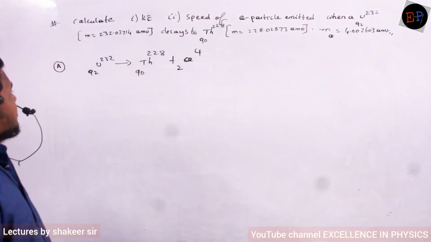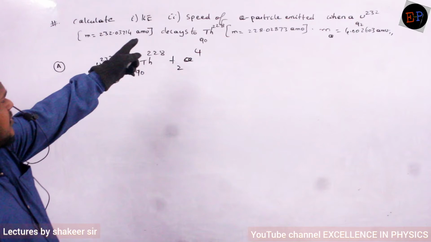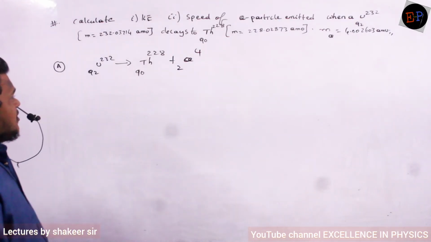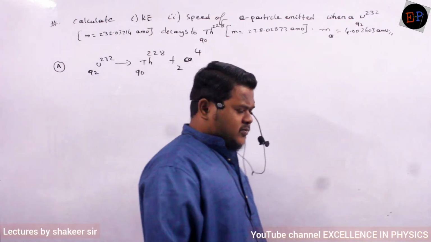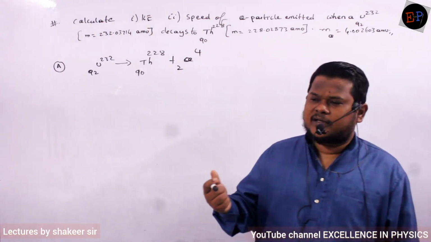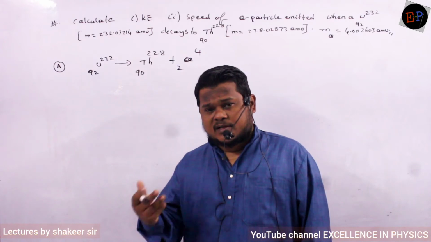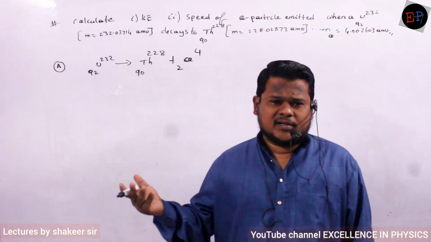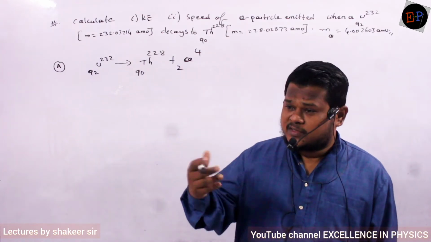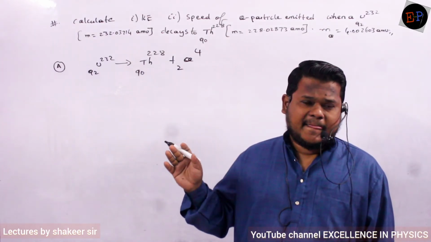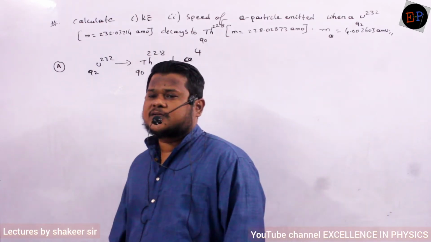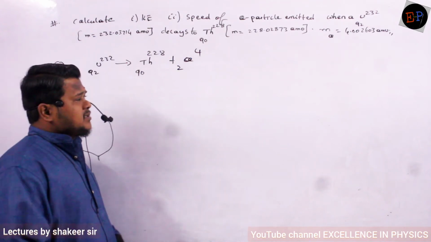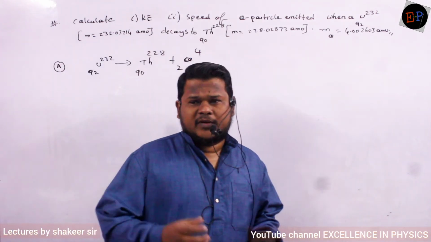So what he is asking is that you are supposed to find the kinetic energy and speed of the alpha particle emitted in this condition. First of all, how did this alpha particle get this kinetic energy? Why should this alpha particle get energy? Just to release out of the nucleus. But he is saying that after releasing, the alpha particle is also having some velocity. So how did this alpha particle get this velocity? It got more energy than required. How did it get more energy?